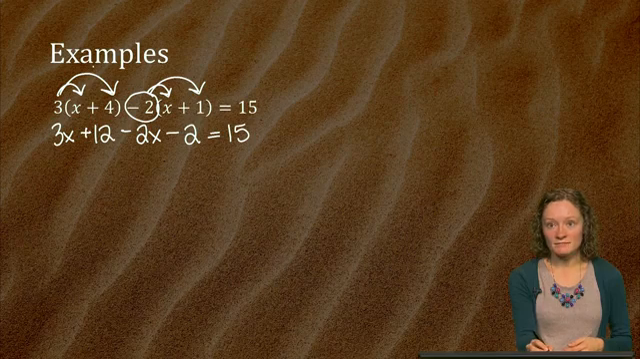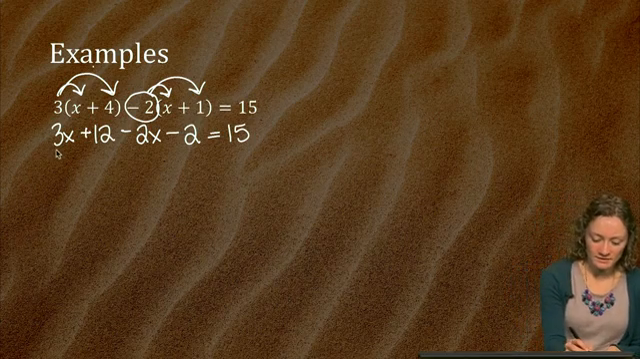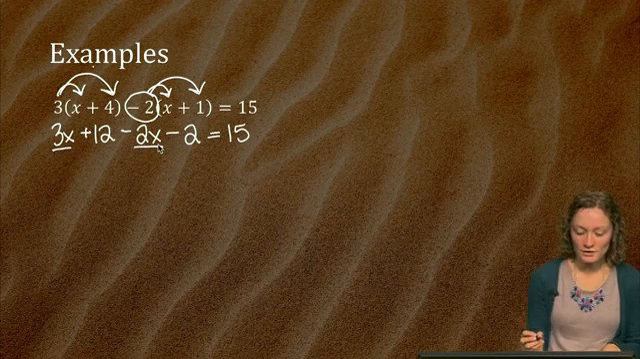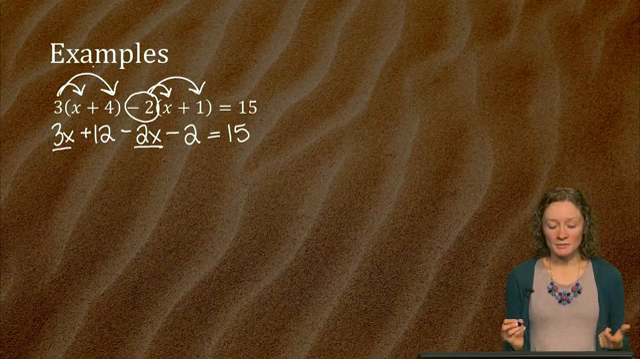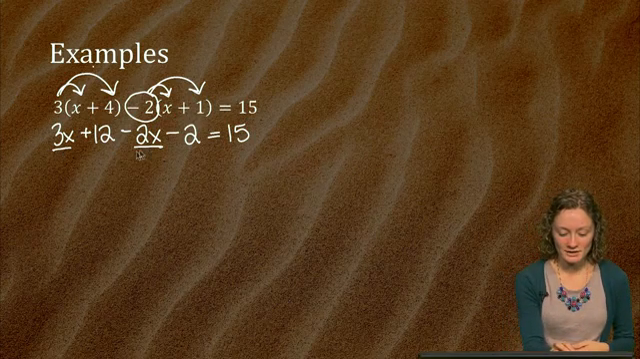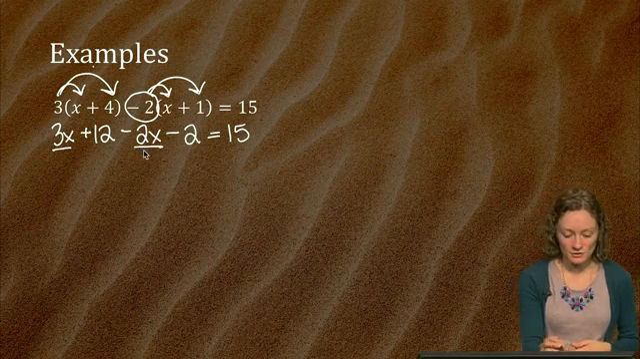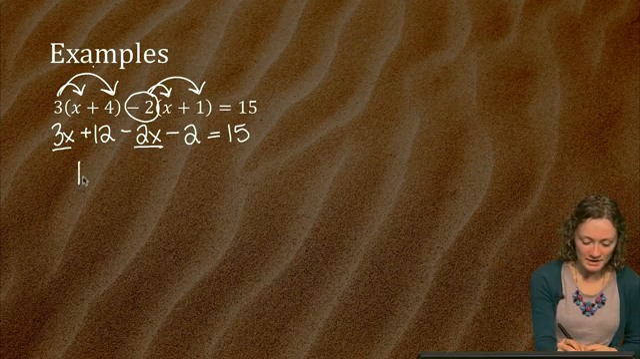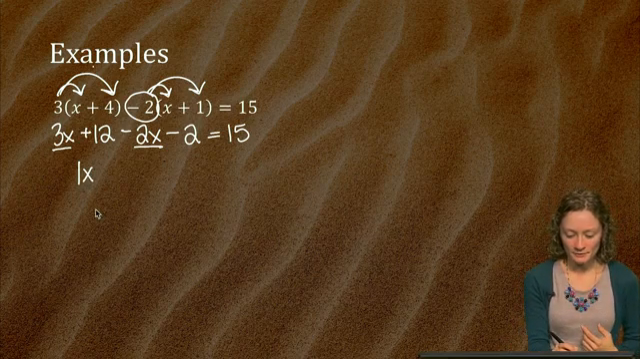The second step is combine like terms on each side of the equal sign. On the right side, there's nothing we can do to combine over here. On the left side, we have two variable terms, 3x and negative 2x. You can combine those together, just add or subtract the coefficients. So this is a positive 3, this is a negative 2. They'll combine to be a positive 1x or just x. You don't need to write the 1 there.